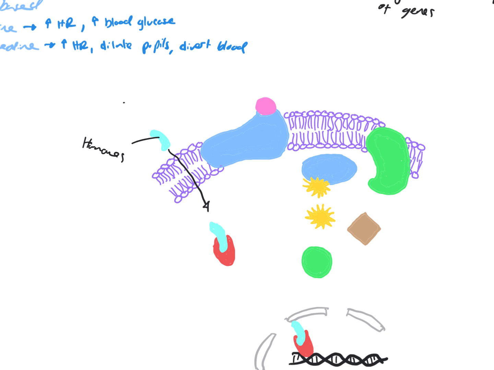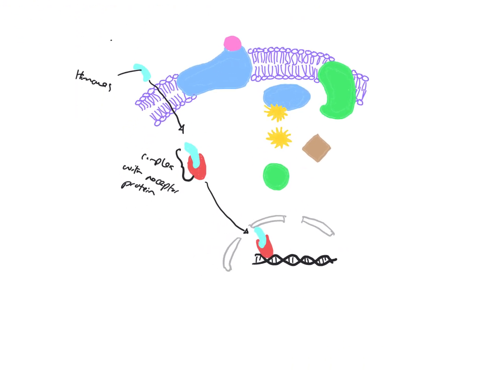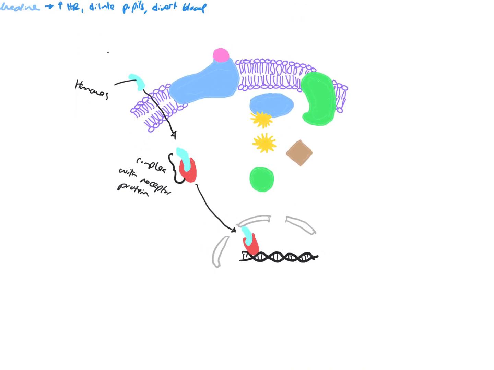Now, once it does this, you can see that it's then going to form a complex with a receptor protein that is inside of the cell. And that hormone receptor complex can then pass through the nuclear pore, and it can move into the nucleus. And it's then going to bind with our DNA, as you can see here, and that's going to then activate the transcription of the gene. And so what we would see is the building of a protein. So we'd initially see the putting together of a polypeptide chain, which can then go on to fold into a protein.